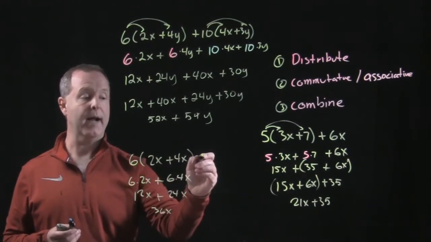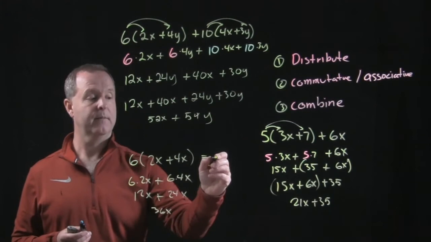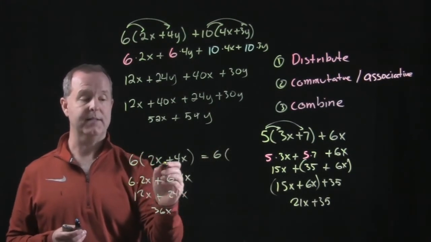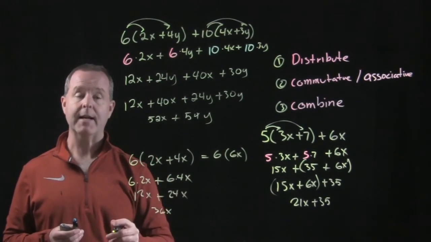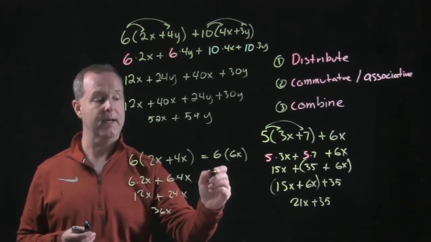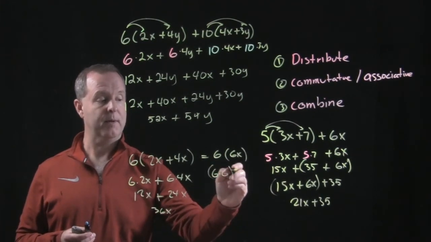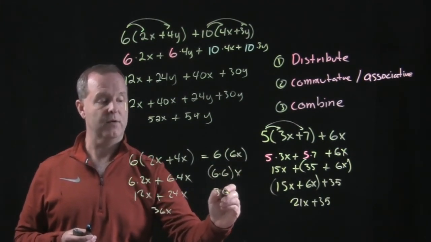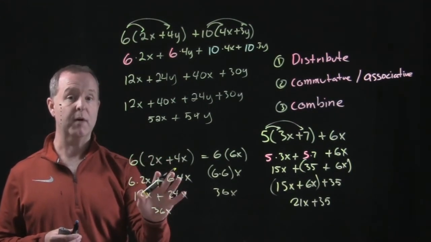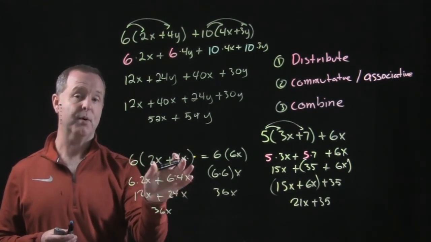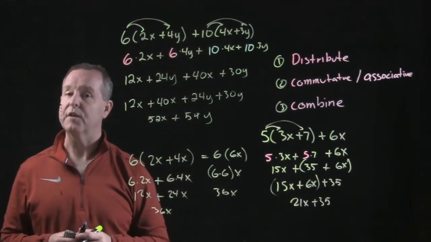Or you can combine inside to begin with and add the like terms together. So I have 2x plus 4x inside the parentheses, which is 6x. There I can use the commutative or associative property to multiply the 6 times the 6 first and then multiply by the x. And then I get 36x that way as well. So you don't necessarily have to use the distributive property if what's inside the parentheses are like terms. If they're unlike terms, yes, then you will need to.